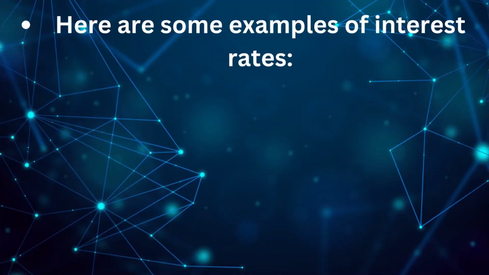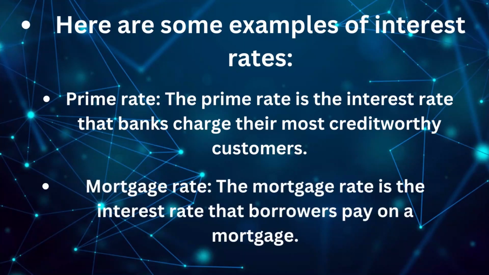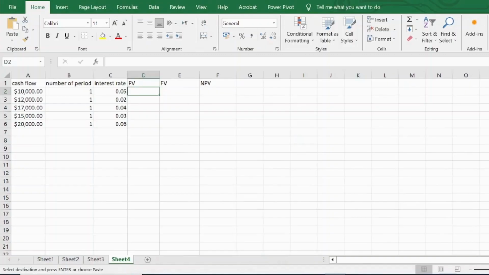Here are some examples of interest rates. Prime rate. The prime rate is the interest rate that banks charge their most creditworthy customers. Mortgage rate. The mortgage rate is the interest rate that borrowers pay on a mortgage. Let's apply what we have learned in this session to Excel. In this data set we have these data: cash flow, number of periods, and interest rate. And we are going to calculate these metrics: present value, future value, and net present value.